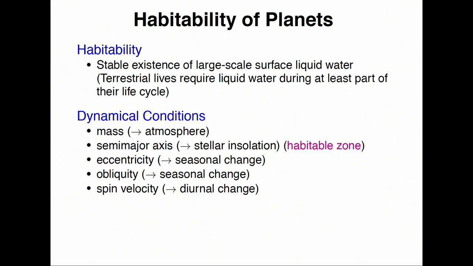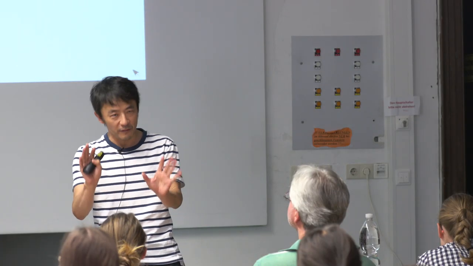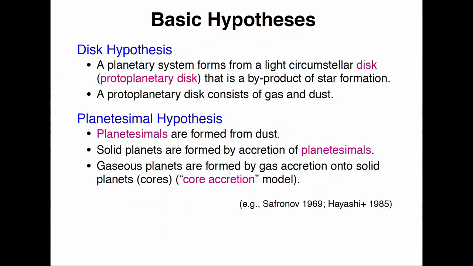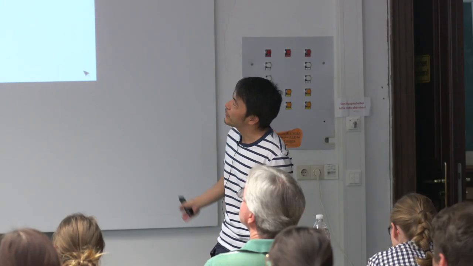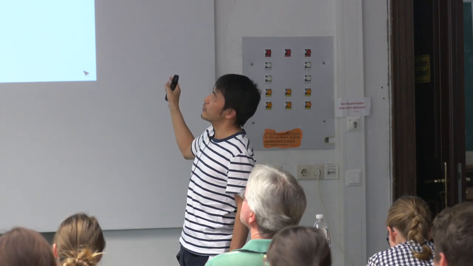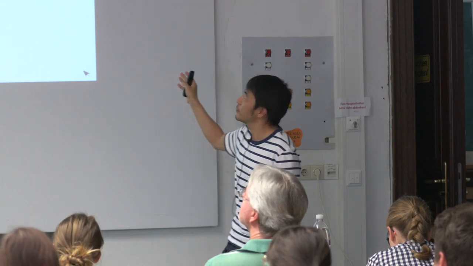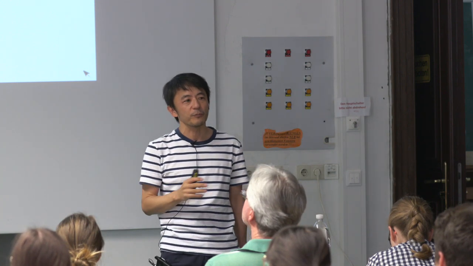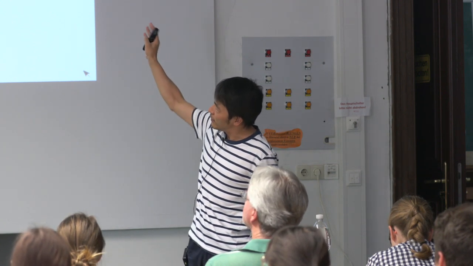Okay, so now let me introduce the standard formation scenario. We have already heard from Nadal, so let me briefly repeat that. Behind this standard formation scenario, there are two hypotheses. The first one is the disk hypothesis. We consider that a planetary system is formed from a light circumstellar disk, called the protoplanetary disk. That is a byproduct of star formation, and this disk has the same composition as the host star.